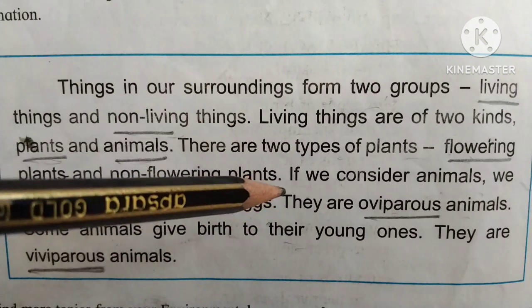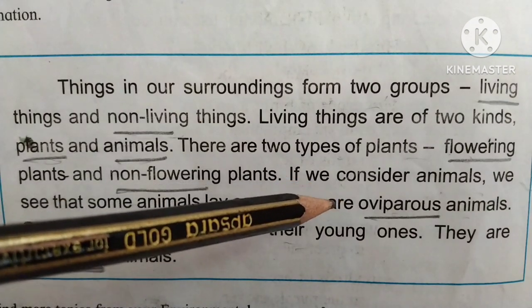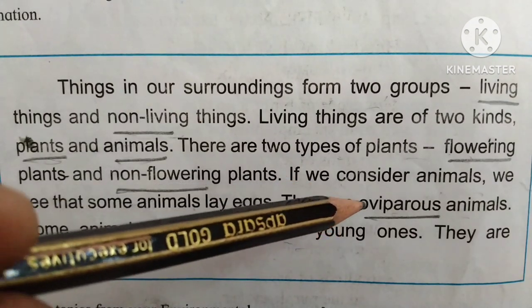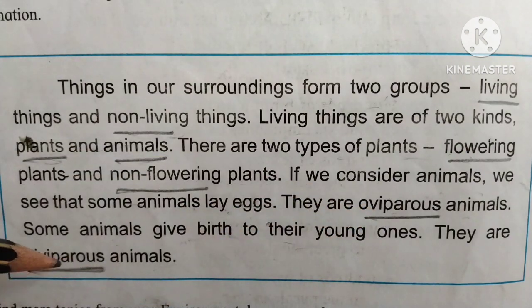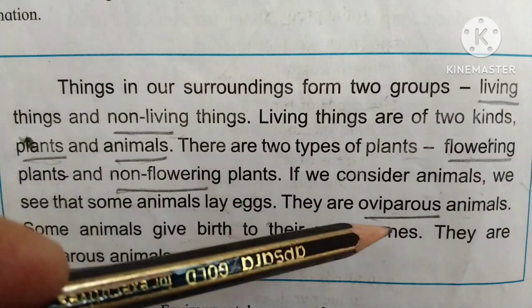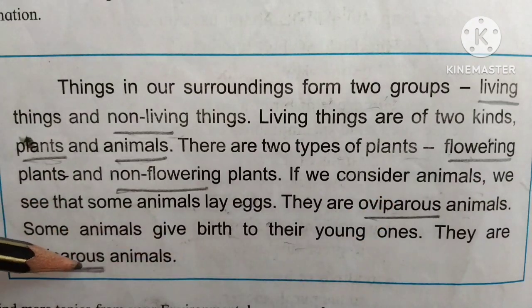And under animal we have to write two subgroups, oviparous and viviparous. Oviparous animals lay eggs while viviparous animals give birth to the young one. There are two subtypes of animal, oviparous and viviparous animals.